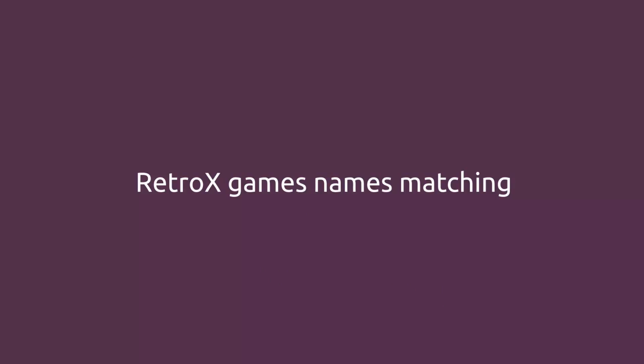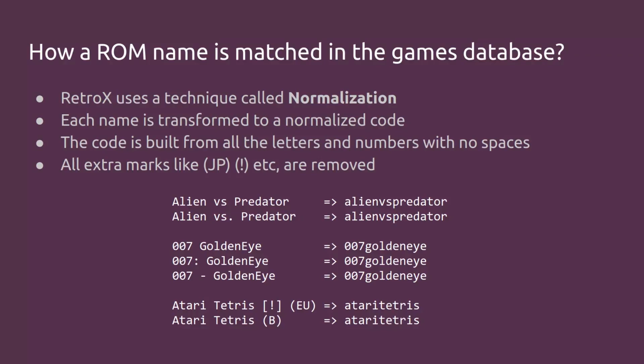So let's start with the way that RetroX makes the matching between the games that you have in your storage and the database. What RetroX does is to take the name of the game, for example this one, and all the characters that are not letters or digits are removed. For example, in this case, the spaces between the words are removed and all the letters are turned into lowercase, and this creates a code.